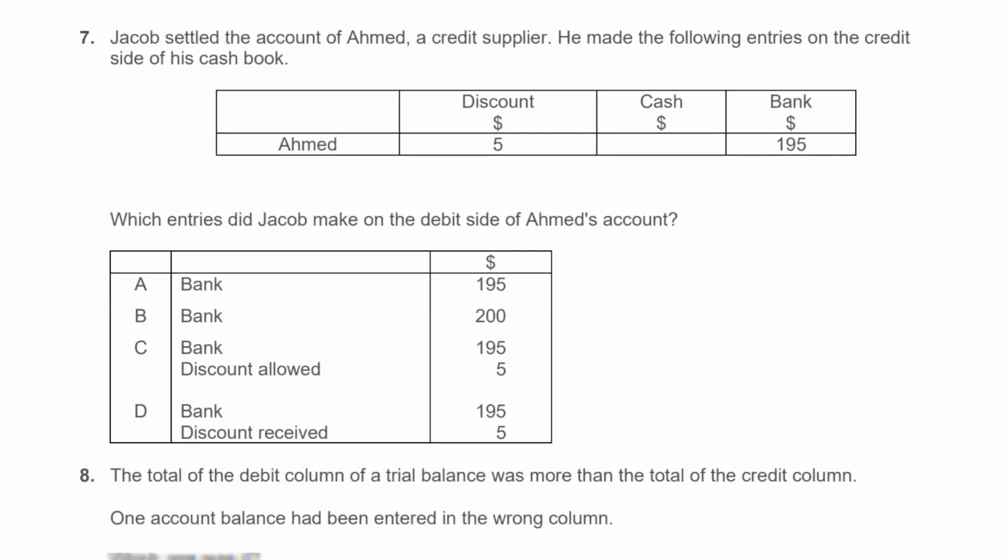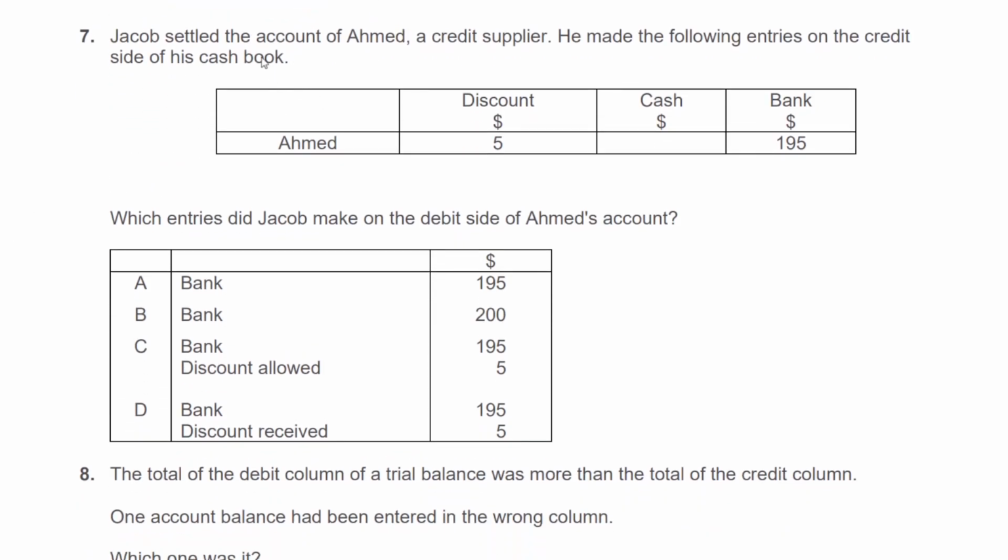D is right. Number 7, Jacob settled the account of Ahmed, a credit supplier.